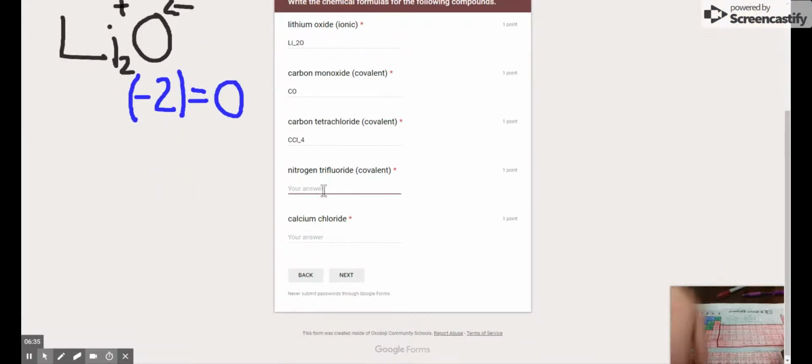Now nitrogen is a capital N. There's no prefix, so it tells us that there's only 1. Now fluoride is trifluoride, and tri means 3. So there are 3 atoms of fluoride.